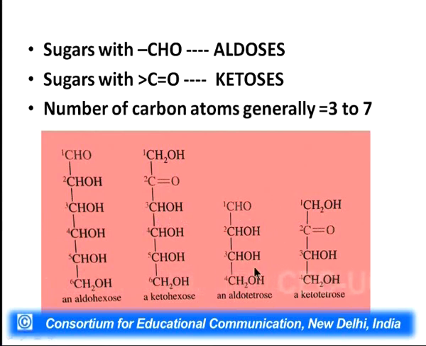Similarly, if a monosaccharide has 4 carbons in the carbon chain, we call it a tetrose, and if it has an aldehyde group, it becomes an aldotetrose. Similarly, we can have a ketotetrose in which the functional group is a carbonyl group, and the number of carbon atoms again here is 4. So on the basis of the number of carbon atoms and on the basis of the functional group, we can put the monosaccharides in the aldose family or in the ketose family.